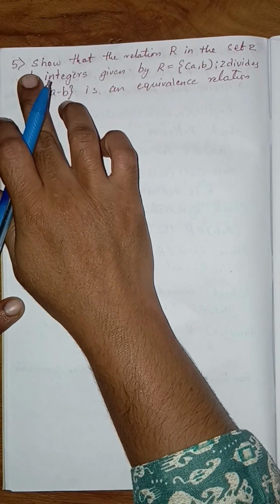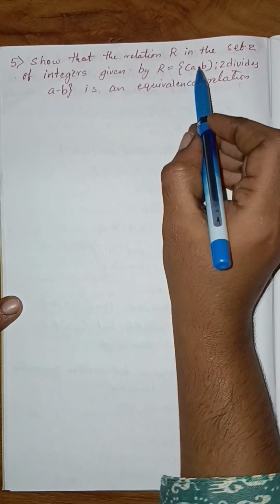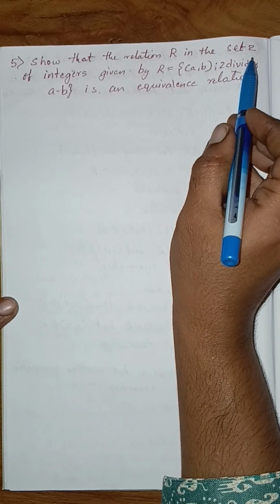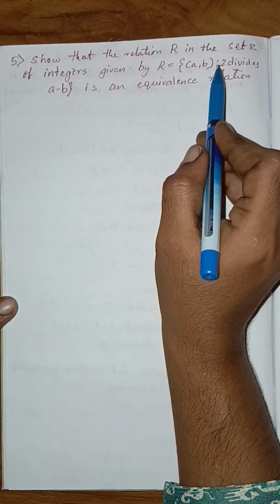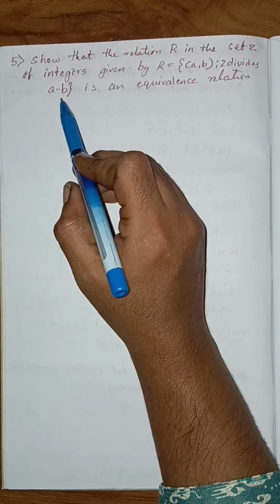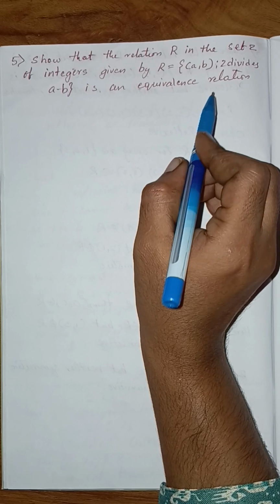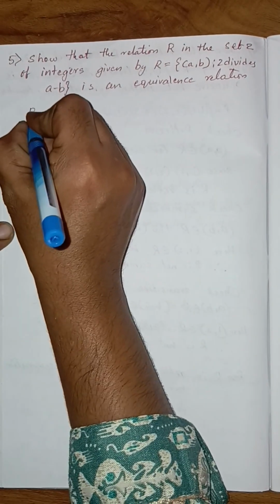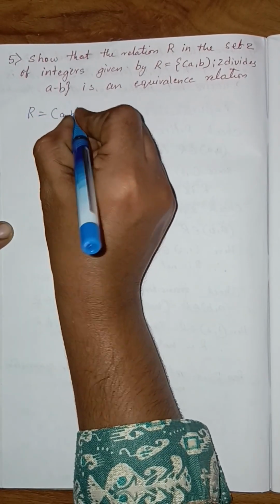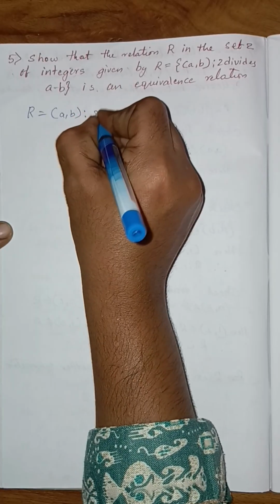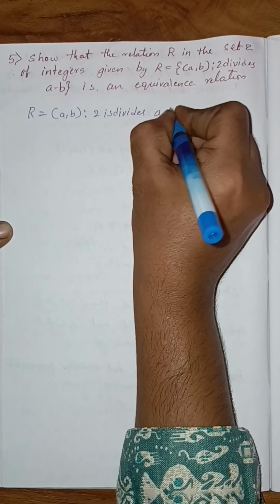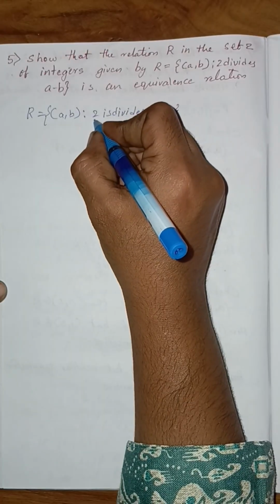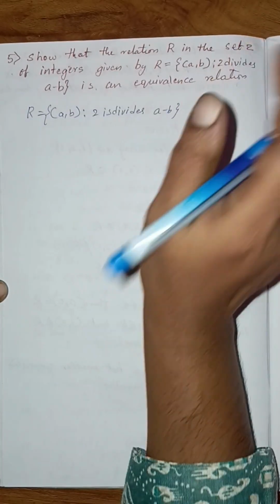Example number 5. Show that the relation R in the set Z of integers given by R = {(a, b): 2 divides a minus b} is an equivalence relation. So here they have given us a relation R where (a, b) is such that 2 divides a minus b. So they have told that a minus b divided by 2 you should get an integer.